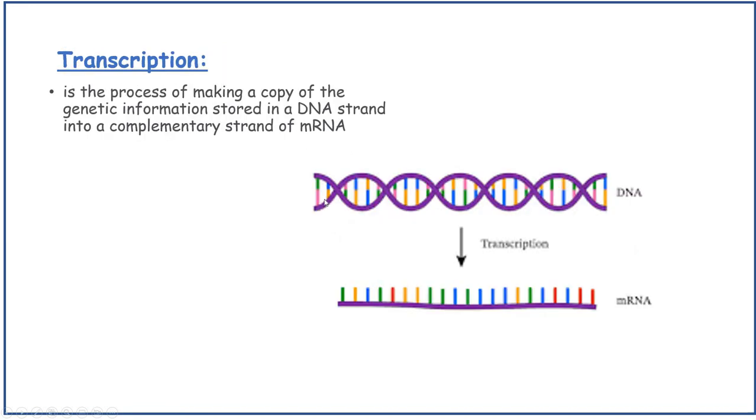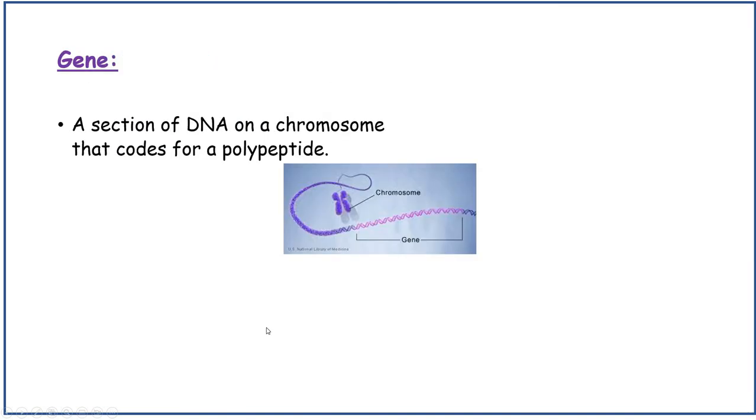Transcription is the process of making a complementary copy of one of the DNA strands in order to make a complementary strand of messenger RNA, or mRNA. And a gene is a section of DNA on a chromosome that codes for a polypeptide or protein.